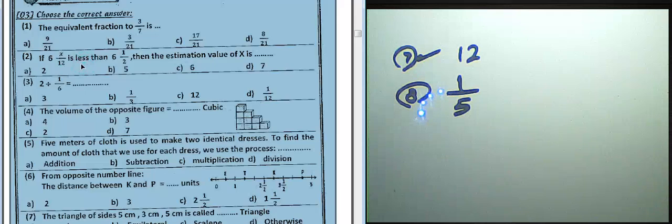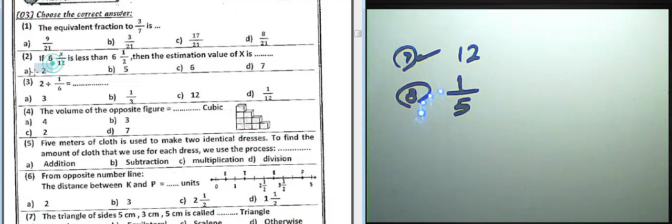But he asked about the estimation, the value less than. Look at this phrase, less than half. We must write 2, because 2 over 12 is less than half. Write 2 here. Okay, because 2 over 12 is less than half. If you put 5 over 12, it is nearest to half. Okay, question number 3.